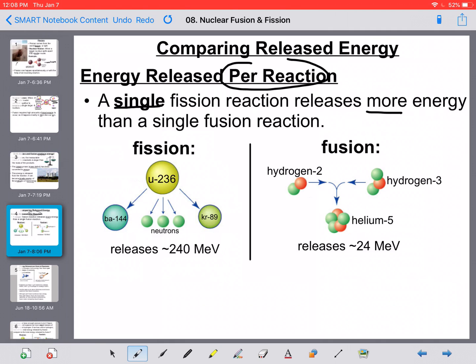Here's an example. Let's say we have uranium-236 and it undergoes fission to become barium, krypton, and it also releases 3 neutrons. I've looked this up ahead of time, and this fission reaction releases about 240 mega electron volts of energy. Now let's compare the fusion of hydrogen 2 and hydrogen 3. They're going to fuse together, in this case, to make helium-5, just as an example. If you look up this reaction, you'll find that it releases about 24 mega electron volts. So a single fission reaction releases about 10 times the energy of a single fusion reaction.